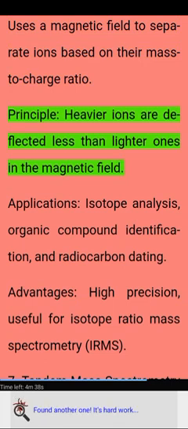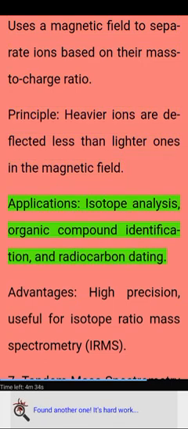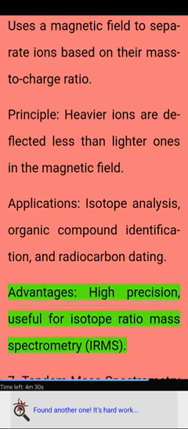Principle: heavier ions are deflected less than lighter ones in the magnetic field. Applications: isotope analysis, organic compound identification, and radiocarbon dating. Advantages: high precision, useful for isotope ratio mass spectrometry (IRMS).